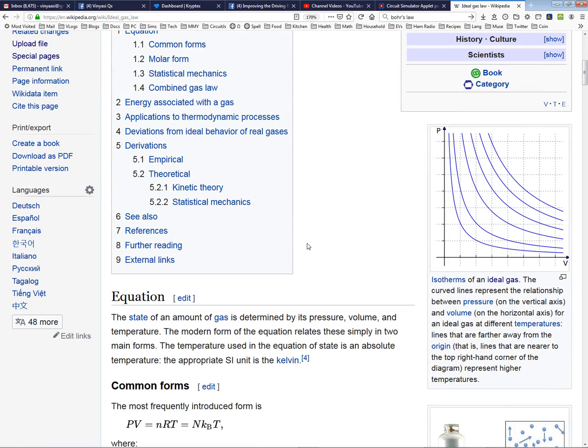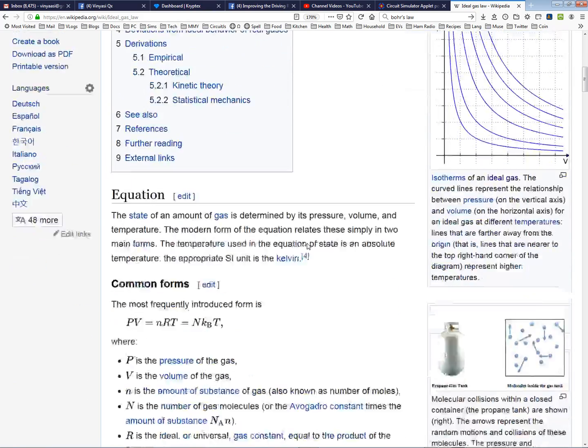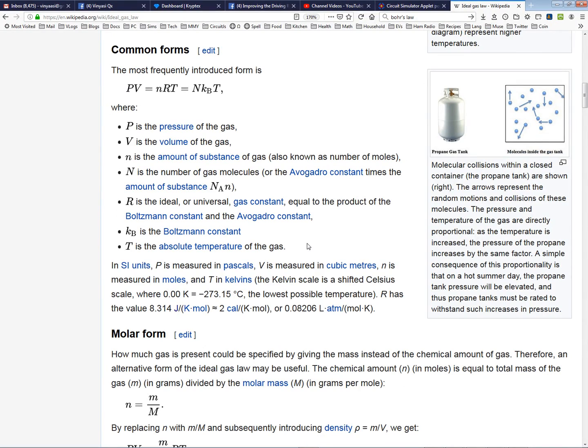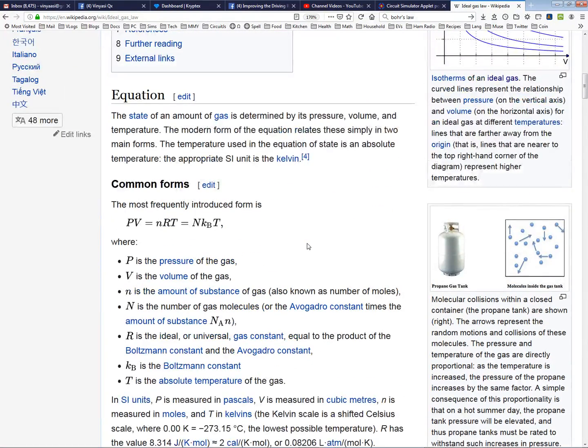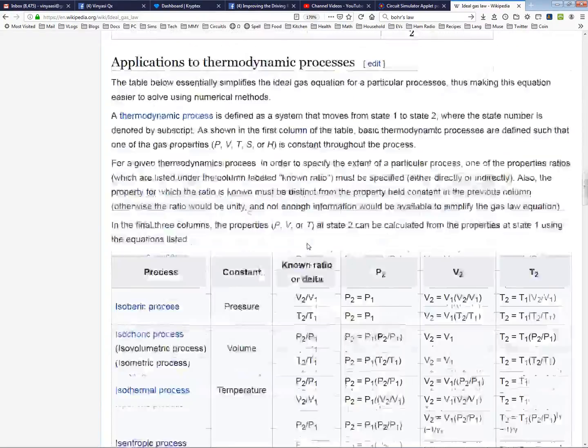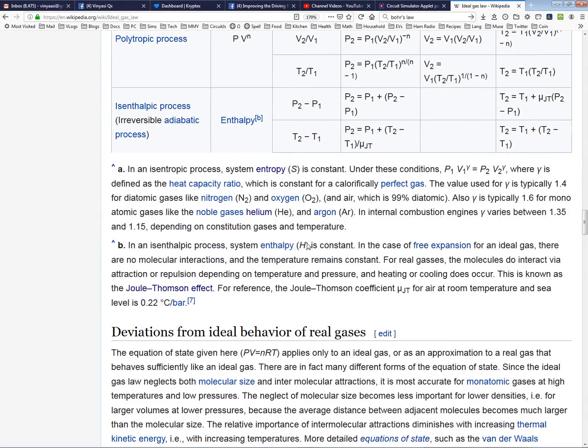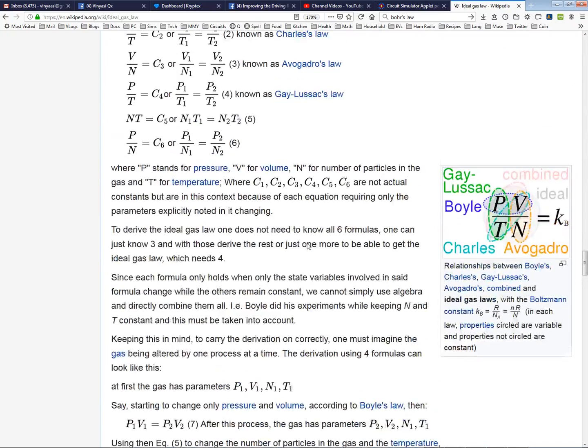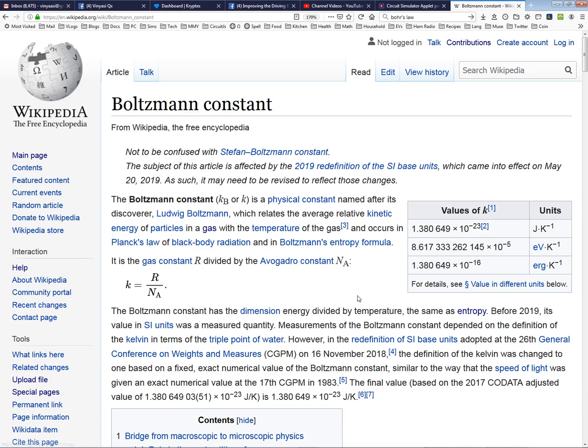Oh, so this is thermodynamics of an isotherms of an ideal gas. Pressure, the most frequently introduced form is... Yeah, this looks like it. So it's the ideal gas law, is what it is. Oh, here's this again. Avogadro. Oh. Boyles, Charles, Gay-Lussac, Avogadro combined ideal gas law with the Boltzmann constant. Oh, now we're getting somewhere. Boltzmann constant. Now what's that all about?